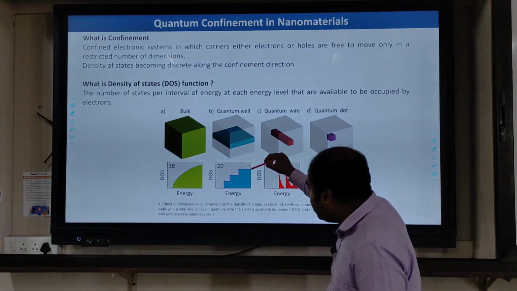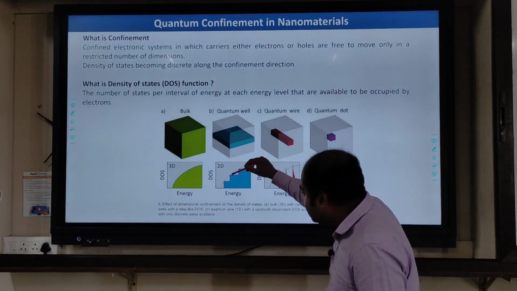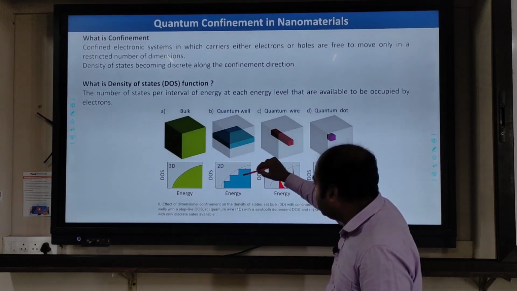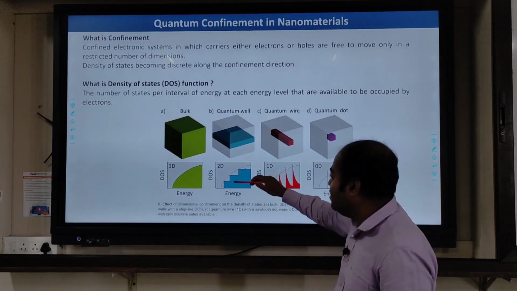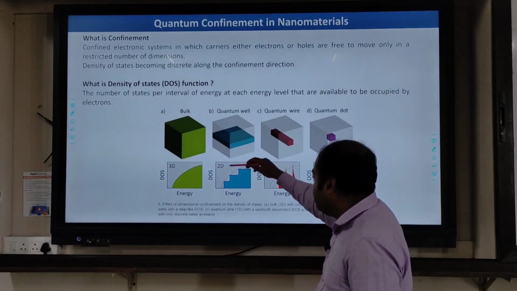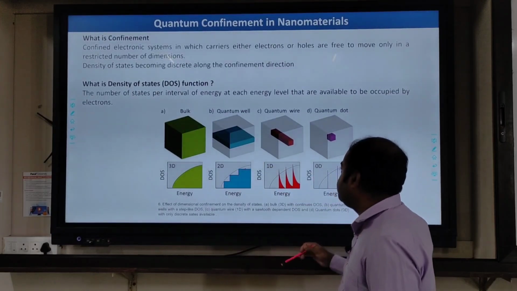So up to a certain range these are constant, then there is a step. So this one and this one and this one, these are the density of state is independent of the energy, and we get a different density of state versus the energy relationship.